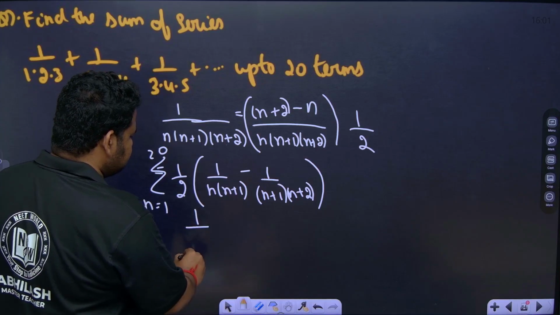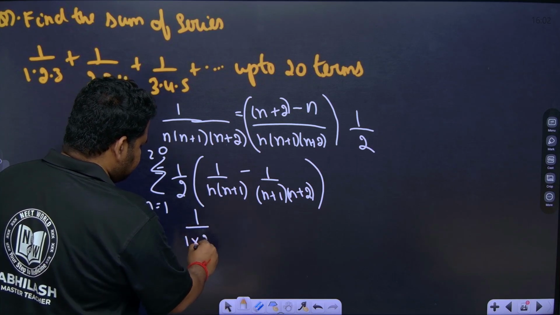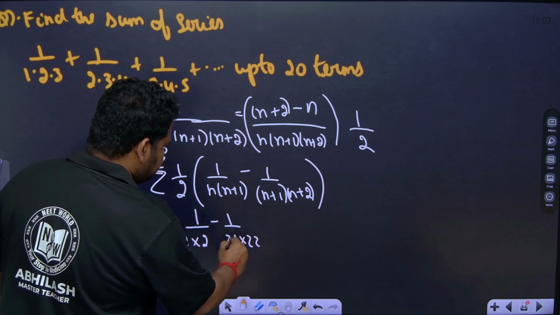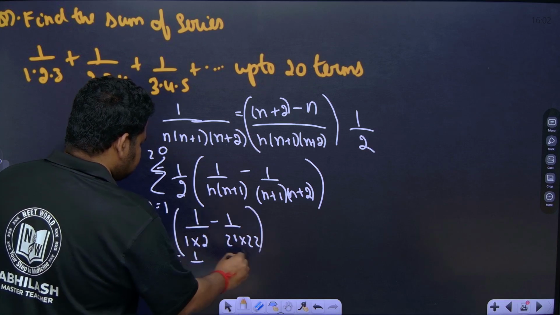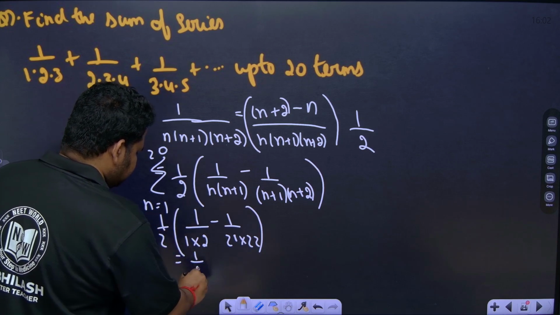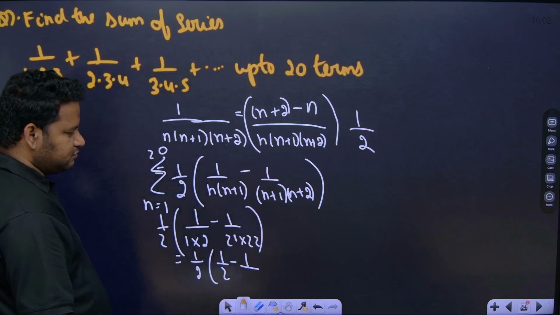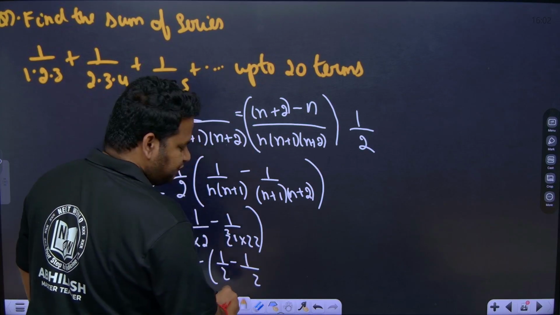1 into 1 plus 2. So 1 into 2, no? 1 by 2 minus 21 into 22. So this will become what? 1 by 2. This outside 1 by 2 is also there. Don't forget. 1 by 2 into 1 by 2 minus what? 21 into 22. 22 into 1 is 22. 22 into 2 is 44.